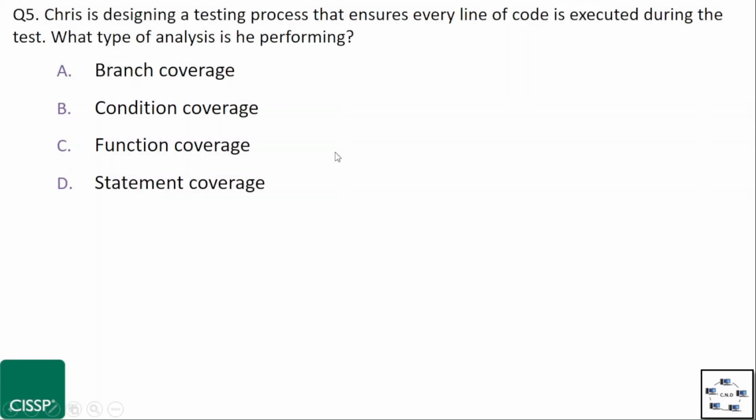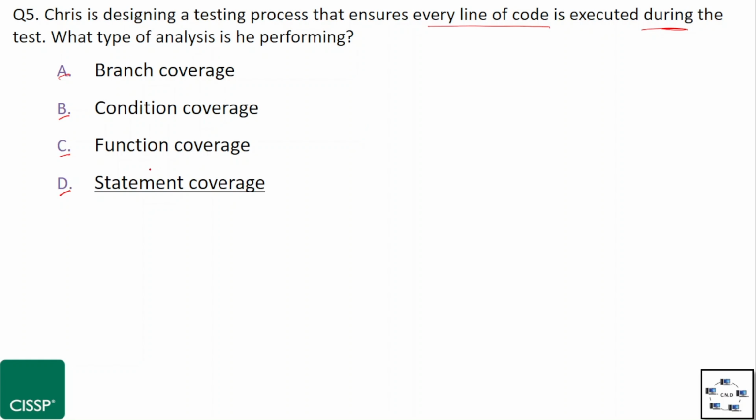Let's move to question number 5. Chris is designing a testing process that ensures every line of code is executed during the test. What type of analysis is he performing? And the options are option A, branch coverage, option B, condition coverage, option C, function coverage, and option D, statement coverage. And the correct option is that during statement coverage, every line of code is executed during the test.